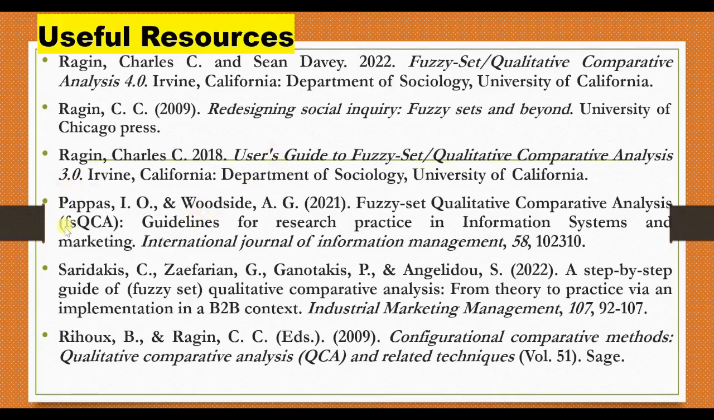Now, there is one very important paper I came across, by Pappas and Woodside, Fuzzy Set Qualitative Comparative Analysis: Guidelines for Research Practice in Information Systems and Marketing. I've downloaded this paper. This is freely available on ScienceDirect. You can download it. And I would say this is something which tells you practically how to do this analysis, under what circumstances you should adopt fsQCA, and how you should go about it. I'll be showing you glimpses of the important parts of this paper.